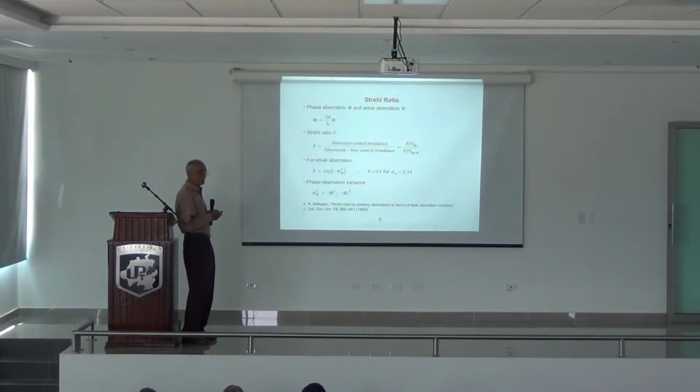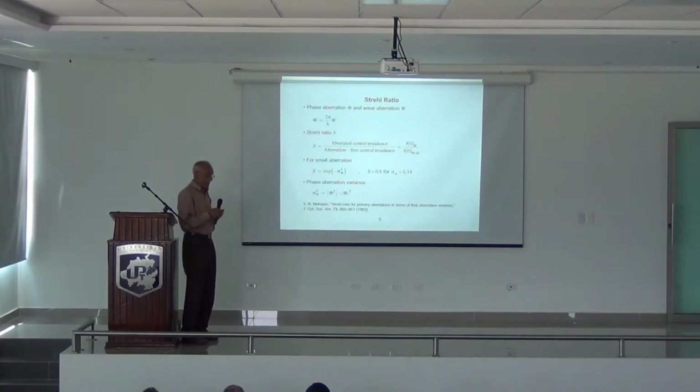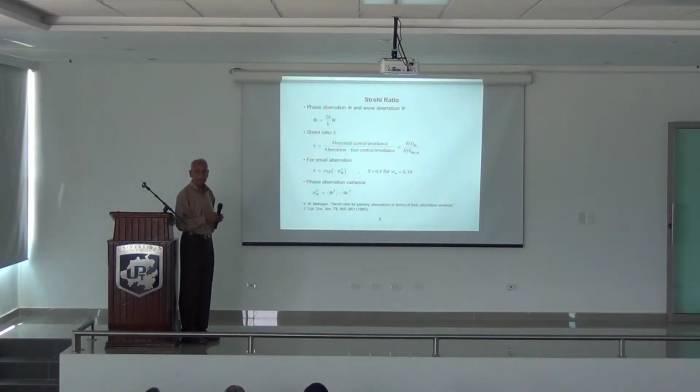Strehl ratio. I said because of the aberration, the value at the center goes down. How much does it go down? Can we estimate? Strehl ratio represents the ratio of the aberrated central irradiance and the aberration-free central irradiance. So it is I of 0 with aberration over without aberration. And phi here is the phase aberration, W is the wave aberration. The two are related by the factor of 2 pi over lambda.